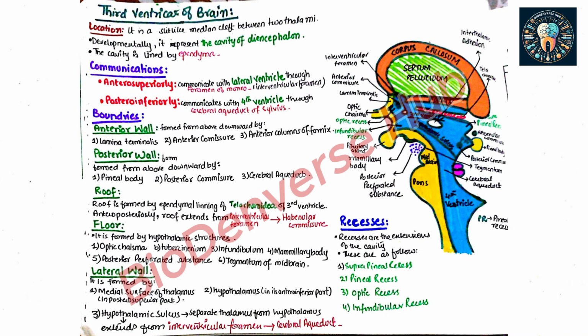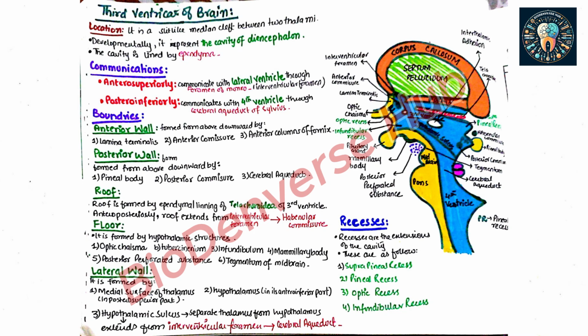and the cerebral aqueduct. After that, the roof is formed by the ependymal lining of the tela choroidea of the third ventricle. Anteroposteriorly, the roof extends from the interventricular foramen to the habenular commissure.